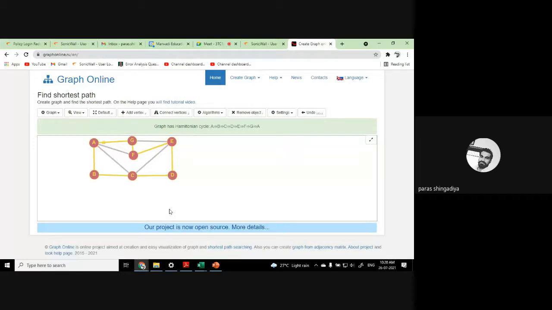The answer is mentioned here. Hamiltonian cycle is equal to A to B, B to C, C to D. Then B to E, E to F, F to G, and G to A.